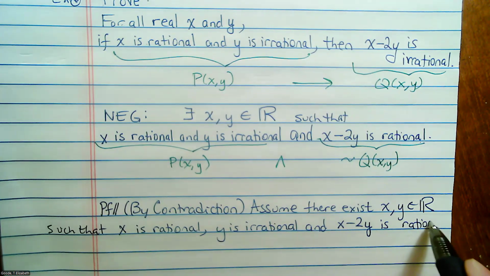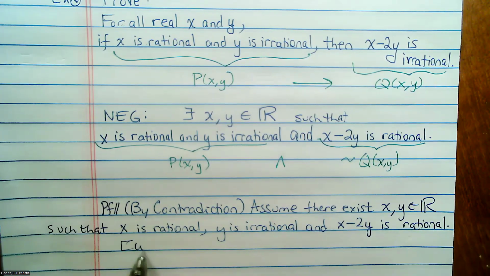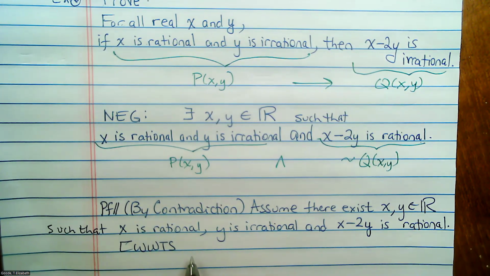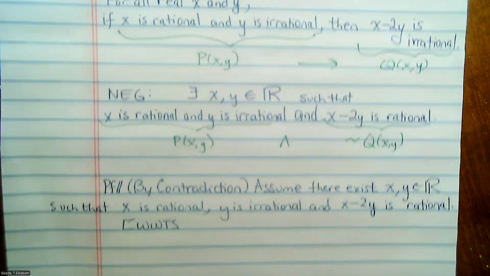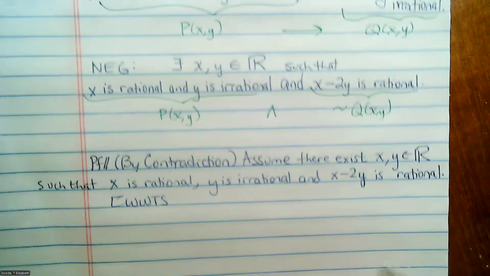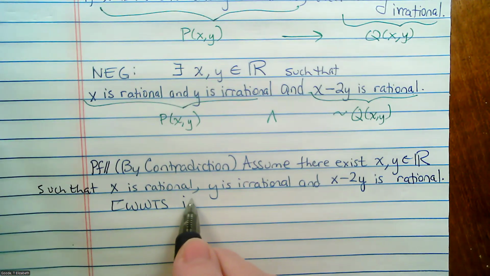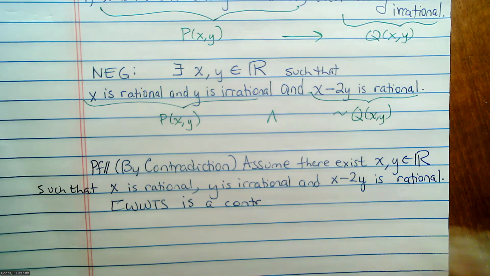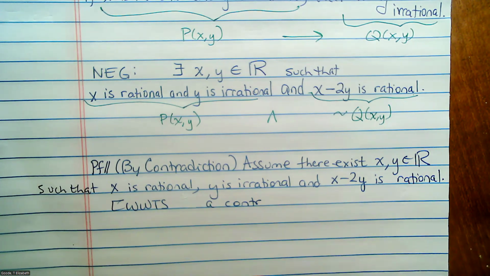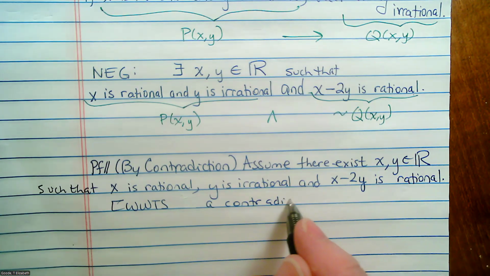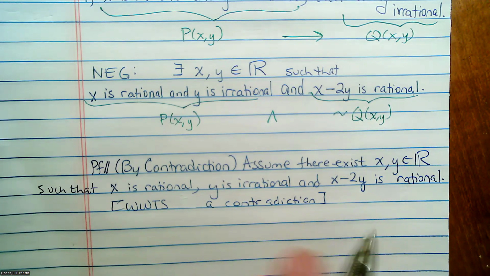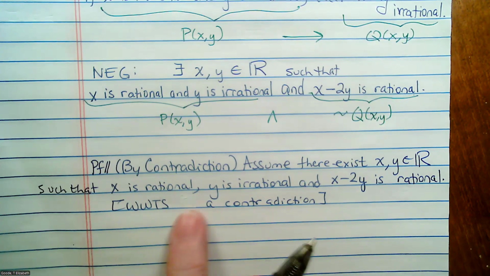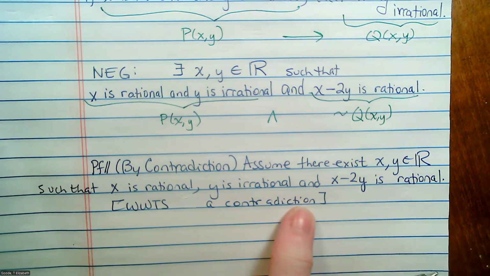And what do we wish? We wish to show that x minus 2y is rational. No, that's hypothesis. We don't wish to show that. What we wish to show is a contradiction. The wish is always the same in proof by contradiction. We always wish to get a contradiction.